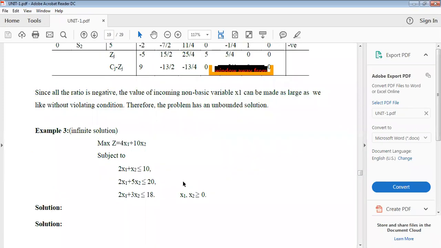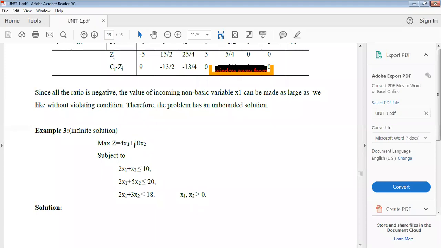Now this is an infinite solution. Maximize z is equal to 4x1 plus 10x2, subject to the constraints 2x1 plus x2 less than or equal to 10, 2x1 plus 5x2 less than or equal to 20, and 2x1 plus 3x2 less than or equal to 18, where x1 and x2 are greater than or equal to 0. So this is a simple problem through which you can understand easily.